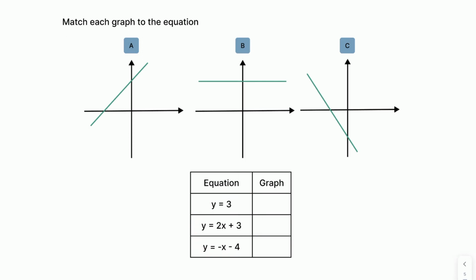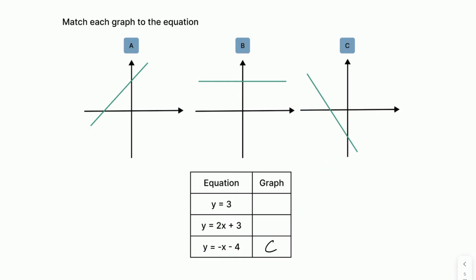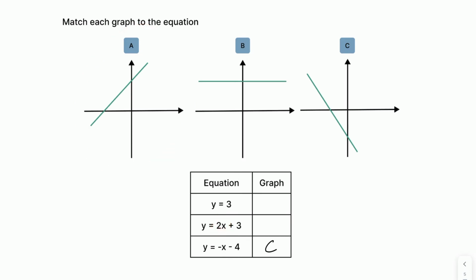If I just think about the gradient, this has a positive gradient, this has no gradient, and this has a negative gradient. And that's enough for me to solve this question because this one has a negative gradient. So it must be that line there because there's only one graph here with a negative gradient. Now, there's only one graph here with a positive gradient, so it must be this one here because that's got a positive gradient. So that must be B.